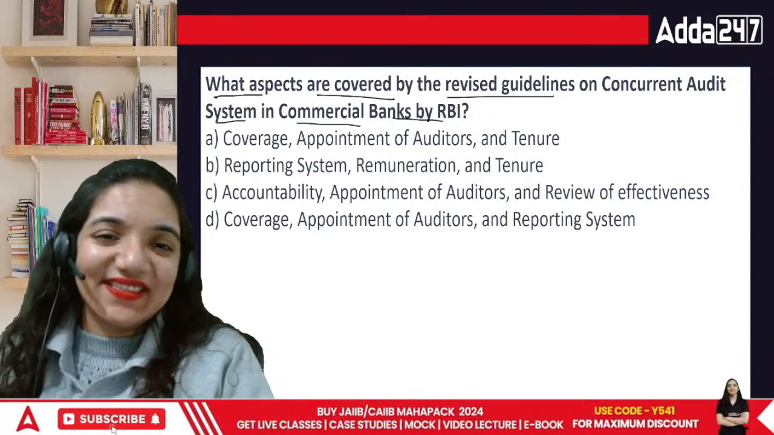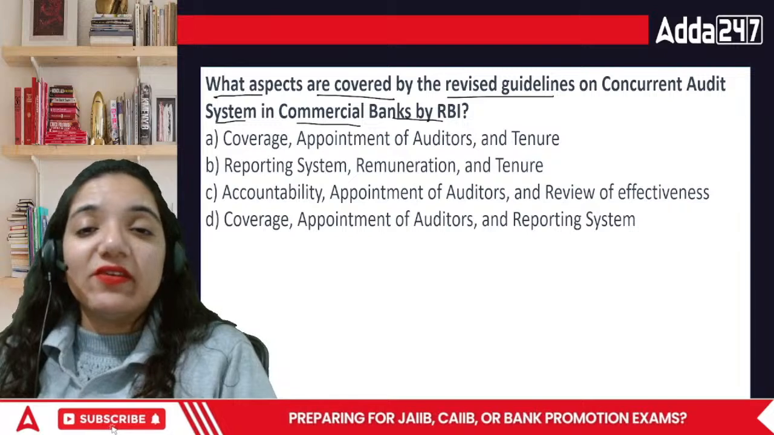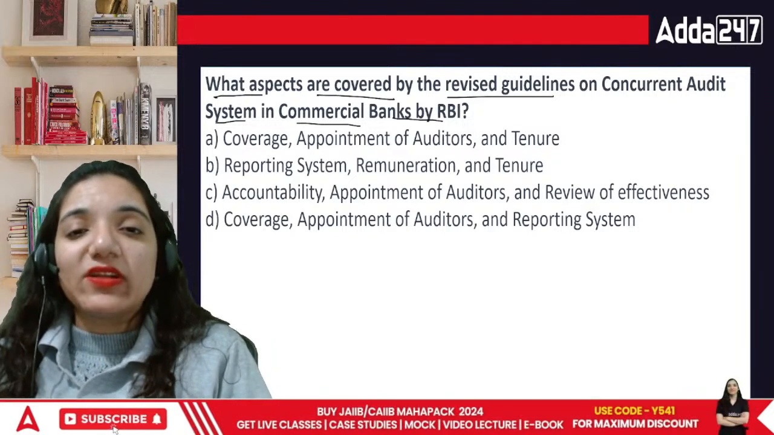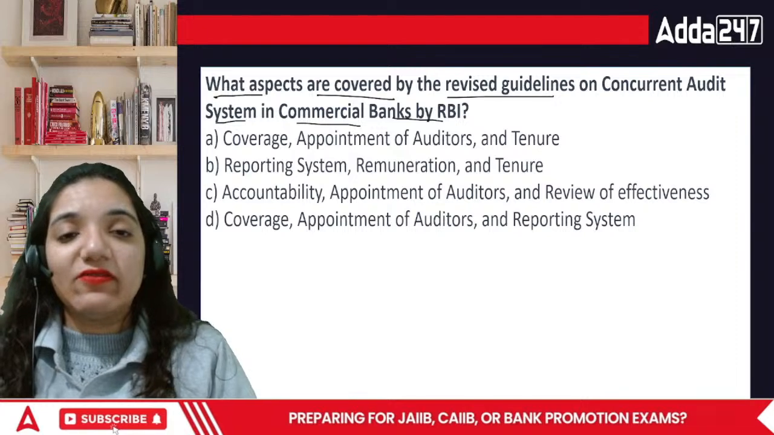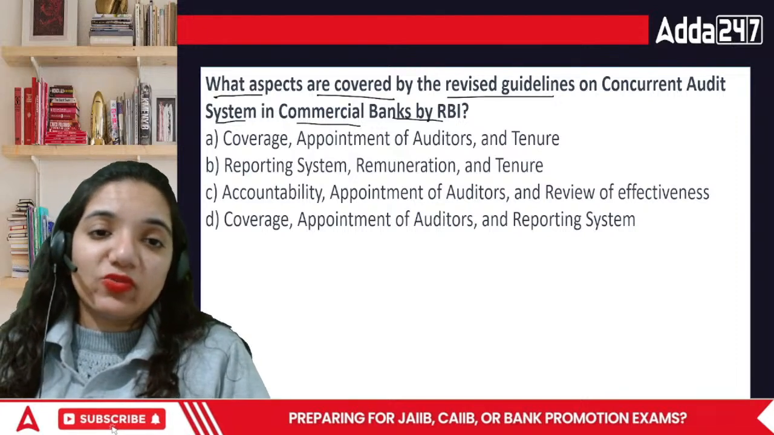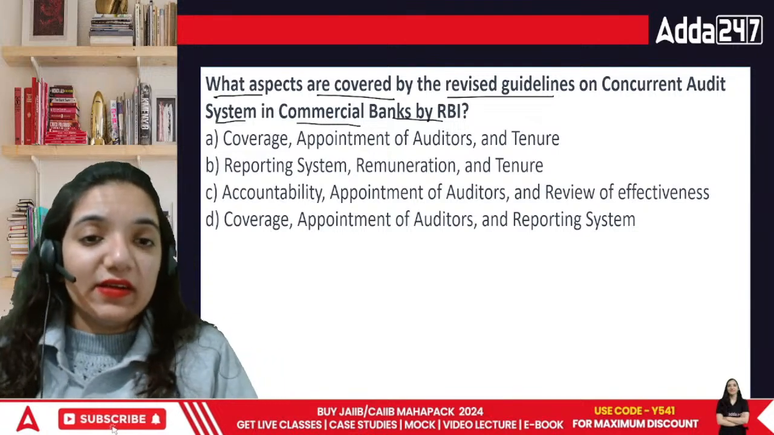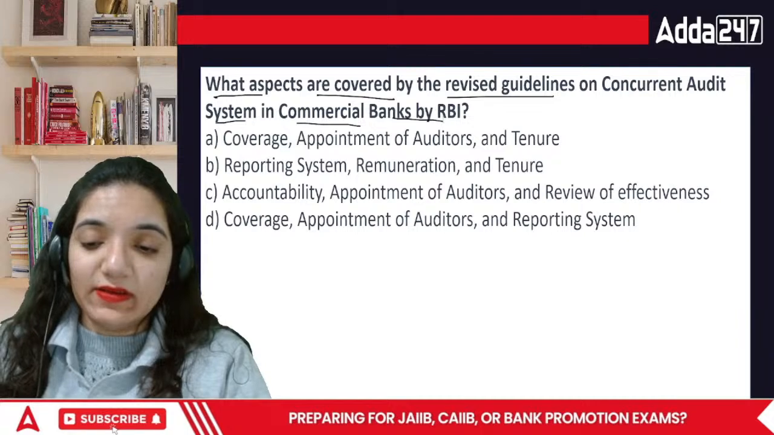Okay. Acha, here comes the question regarding what aspects are covered in the revised guidelines of concurrent audit: coverage, audit report, tenure, reporting system, remuneration, tenure, accountability, appointment of auditors. Then comes a review of the effectiveness, or the last one is coverage, appointment of auditors, and reporting systems. What would be the answer then?